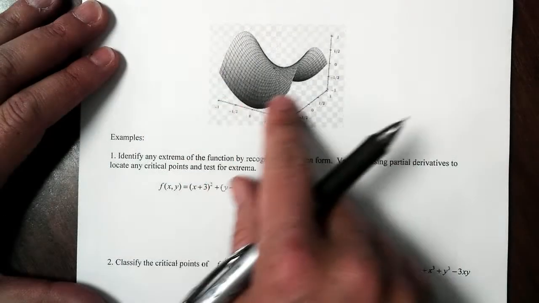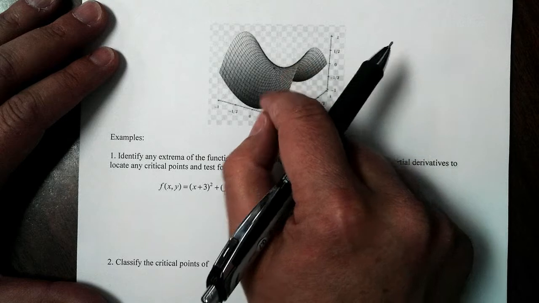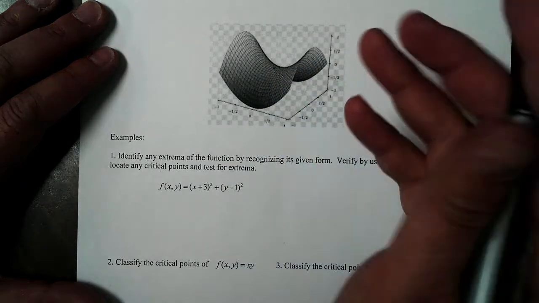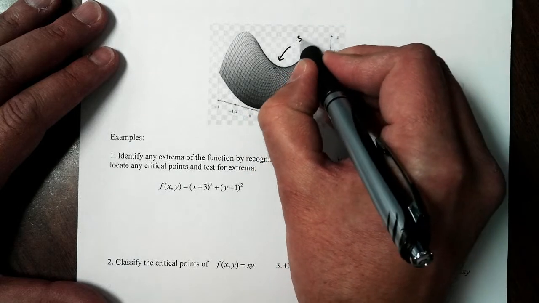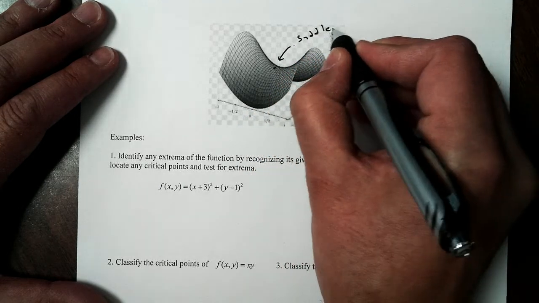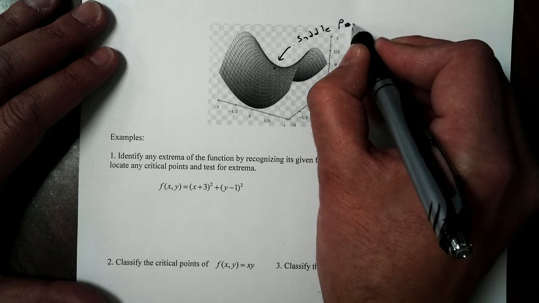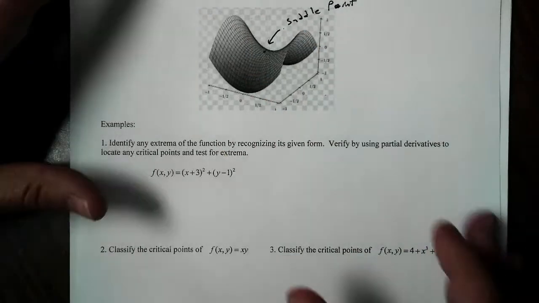So here's a great example of a saddle point. You may recognize this as our Pringle chip or our hyperbolic paraboloid. In the very center of here, we have our saddle point. Now notice this is not a maximum or a minimum value. It's kind of in between.